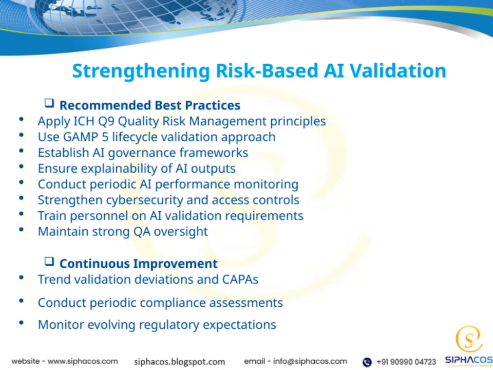Now, let's talk about continuous improvement. It's important to trend validation deviations and CAPAs, corrective and preventive actions, to identify patterns and prevent issues before they escalate. Conducting periodic compliance assessments helps ensure ongoing adherence to evolving regulations. We also need to monitor regulatory expectations that are always changing, so our validation practices stay current and effective. All these practices are interconnected and support our overall goal: to ensure AI systems are reliable, compliant, and continuously improving in a dynamic regulatory environment.